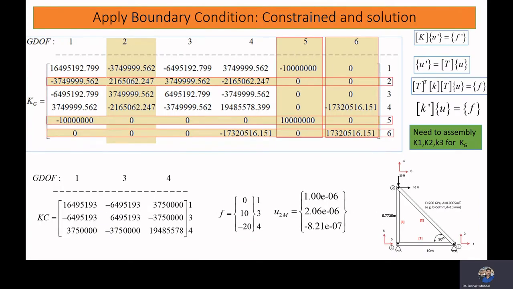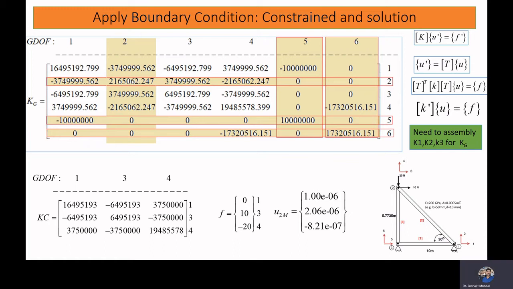Now, if we have obtained the stiffness matrix, it's not enough. We have to apply boundary conditions so that we can solve it. Boundary conditions we can apply by various approaches. Here we learn two approaches. One is the row and column elimination technique. In this technique, we identify which degree of freedom is constant, and we remove the corresponding row and column from the global stiffness matrix.